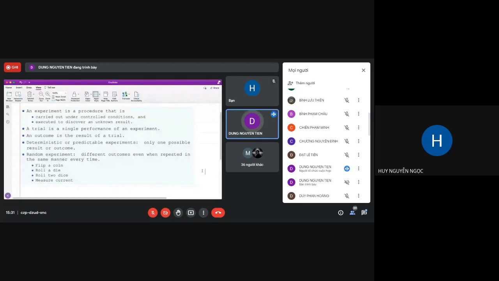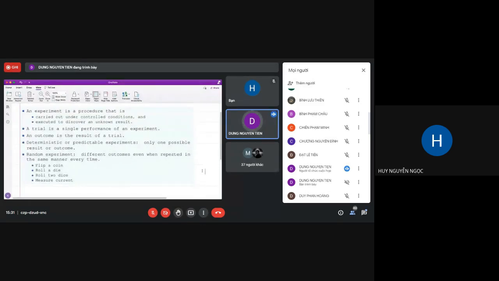So basically, if you flip a coin 10 times, then you have one experiment with 10 trials, and in each trial you may get a head or a tail. A head or a tail is simply an outcome of the trial. Okay.